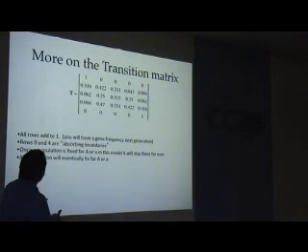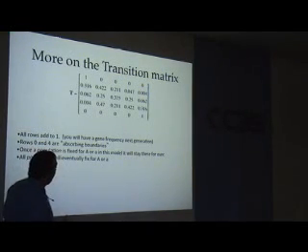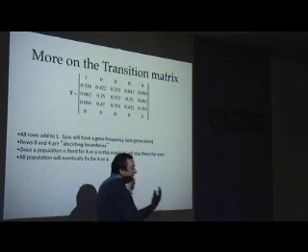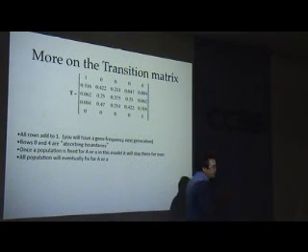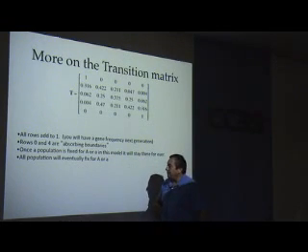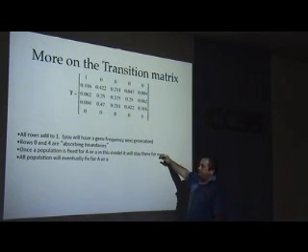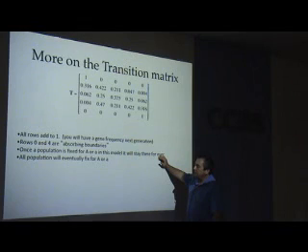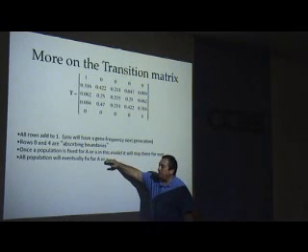Okay, all of the rows have to add up to 1. After all, you have to be one of those states in the next generation. 0 and 4 are absorbing boundaries. Once a population is fixed for big A or little a, it stays there. Those are the absorbing boundaries. And every population will eventually fix for one or the other of them.